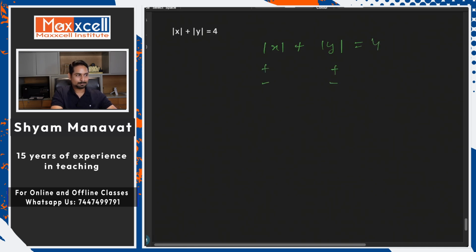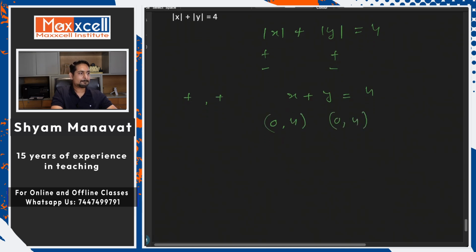So if I take both positive, in that case I have x plus y equal to 4, and if you put x equal to 0 here, then you get y equal to 4, and if you put y equal to 0 here, then you get x equal to 4. So you got these 2 coordinates, right? Let's say this is equation number 1.